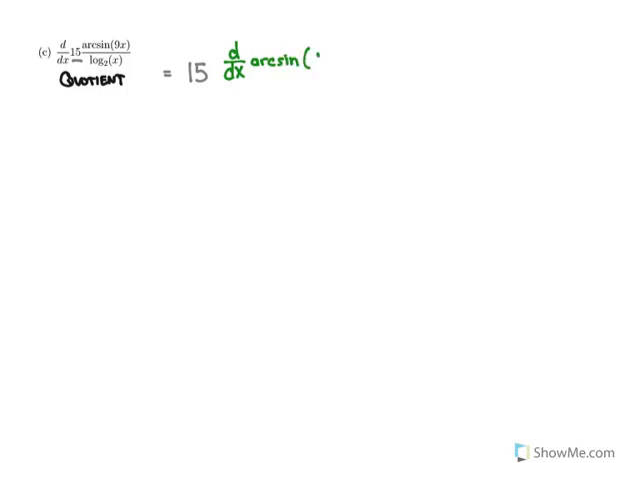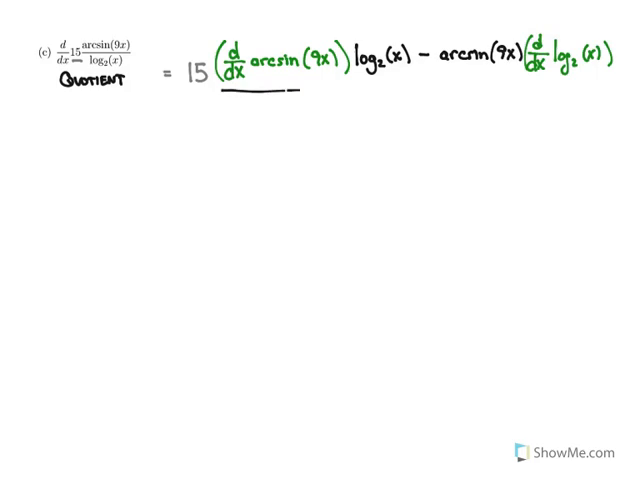that is arc sine of 9x, times the bottom, log base 2 of x, minus the top, arc sine of 9x, times the derivative of the bottom, all over the bottom squared.